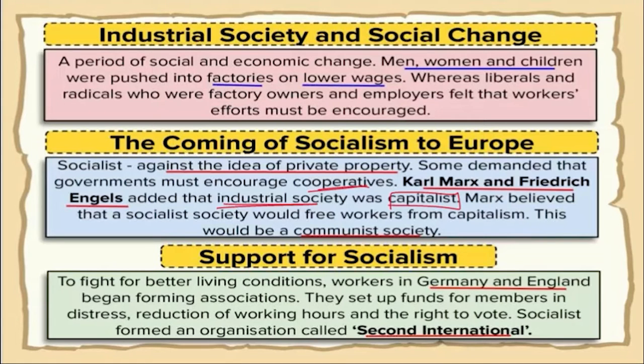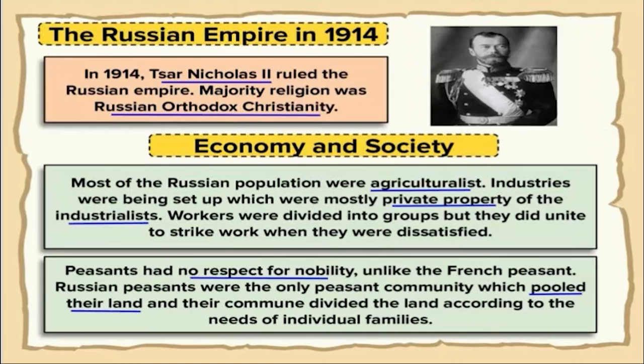Now, talking about the Russian Empire in the 1900s, especially 1914. In 1914, Tsar Nicholas II, what is Tsar here? Tsar is not the name; Tsar means king. Tsar Nicholas II ruled the Russian Empire. So during 1914, who was the ruler of the Russian Empire? It was Tsar Nicholas II, the one who was ruling the Russian Empire.